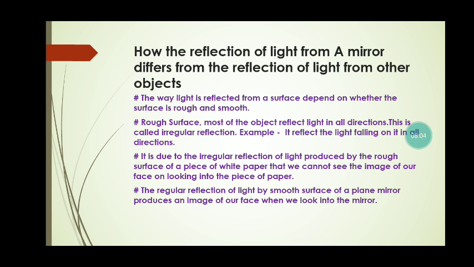Similarly, it is due to the irregular reflection of light produced by the rough surface of a piece of white paper that we cannot see the image of our face on it. For example, if I want to see my image on paper, it is not possible because light reflects in all directions. But the smooth surface of a plane mirror produces an image of our face when we look into it, because of regular reflection of light. Thank you so much.